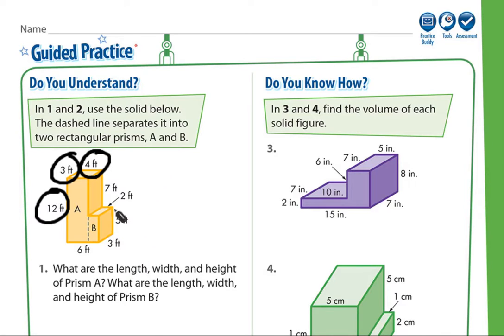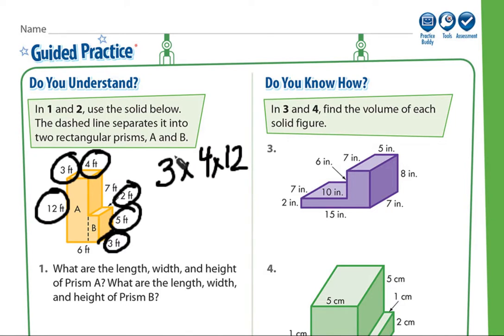And then my length, my width, and my height for prism B. Let's see. This is definitely the width. 5 is the height. And then my length. I guess 2 is the length, 3 is the width, 5 is the height. And I would multiply 3 times 4 times 12 if I were to solve it. It's not asking us to, but that's for prism A, and for prism B I would do 2 times 5 times 3.